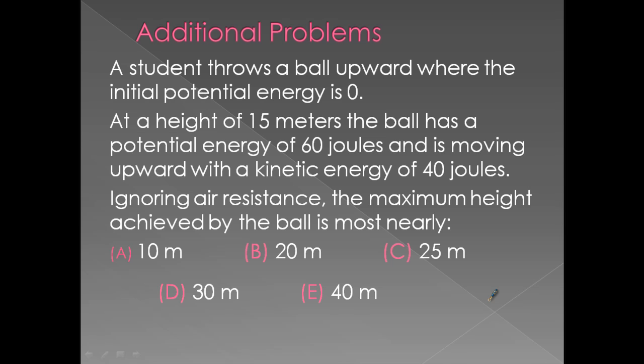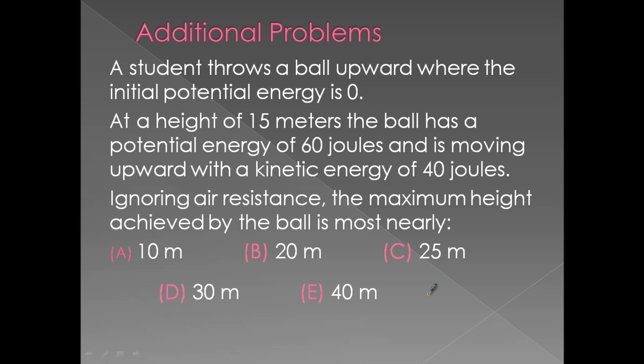Alright, so here's a little conceptual problem. It's a lot trickier than the last couple we just did. So a student throws a ball upward where the initial potential energy is 0. At a height of 15 meters, the ball has a potential energy of 60 joules and is moving upwards with a kinetic energy of 40 joules. Ignoring air resistance, the maximum height achieved by the ball is most nearly what?